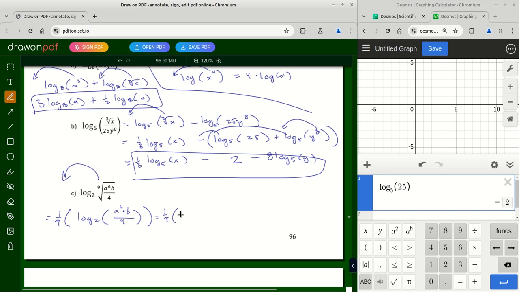Let's do the division first. So I got log base 2 of a to the 6b minus log base 2 of 4. Now, log base 2 of 4, I'm saying 2 to what power is 4? 2 to some power is equal to 4, and it's 2 squared. So this whole thing turns into a 2. I'm going to run out of room here.